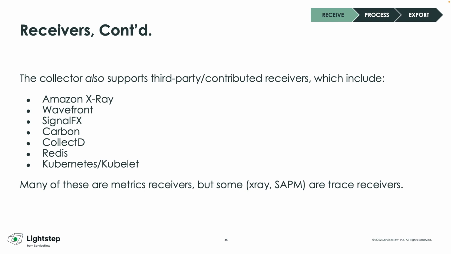Also, in the contrib project of the OpenTelemetry collector, you can find some vendor-specific receivers that are used to collect data in the vendor format and transform it into the OpenTelemetry format, like the Amazon X-Ray receiver, CollectD, Redis, or any kind of vendor-specific receivers. Be aware that some receivers only support metrics pipelines and some others only support traces pipelines, like Amazon X-Ray, for example. So you should look in detail at the specification of each receiver to see which pipelines are supported by this receiver.